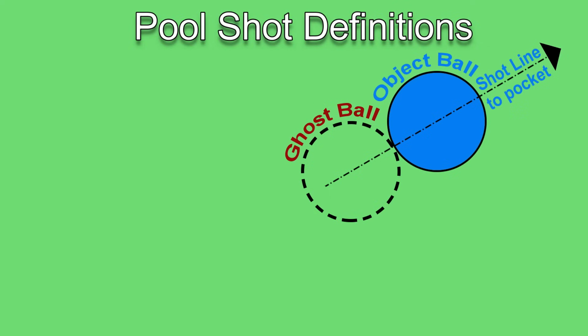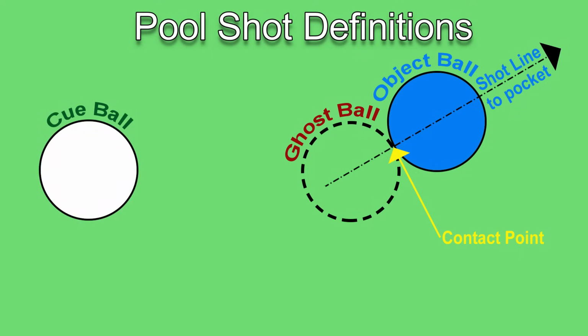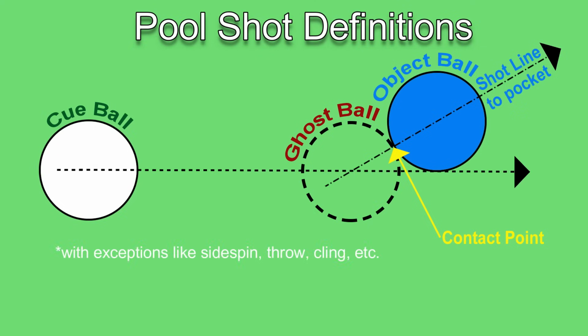And so we call the point where the ghost ball and the object ball are touching the contact point, because that's the point that the cue ball needs to contact the object ball to make it go in the pocket. From whatever angle the cue ball approaches the object ball, as long as the center of the cue ball is lined up with the center of the ghost ball, the object ball will go in the pocket.